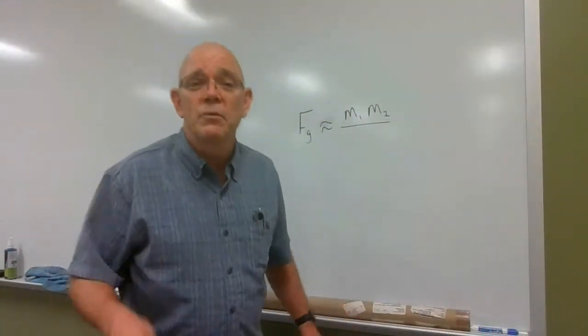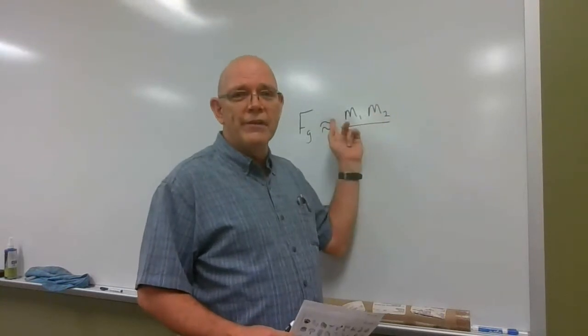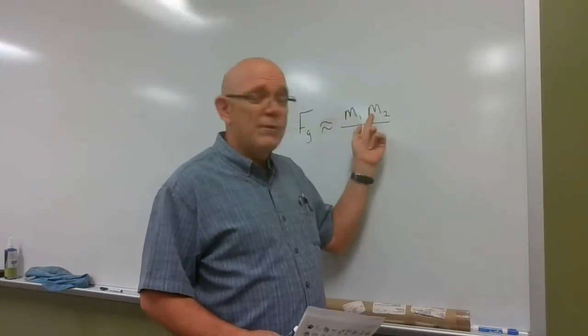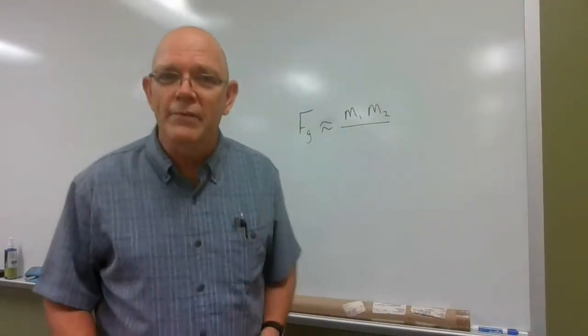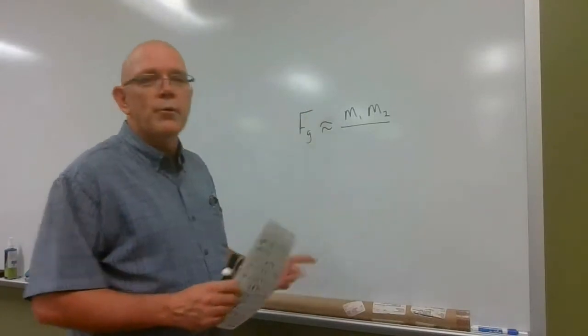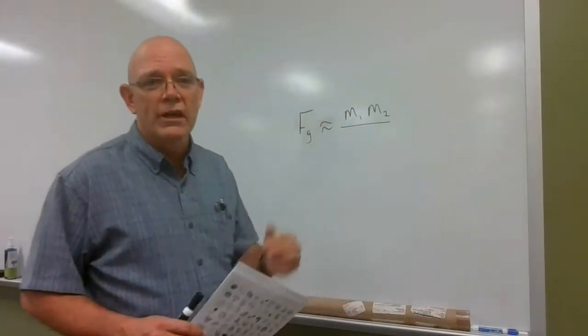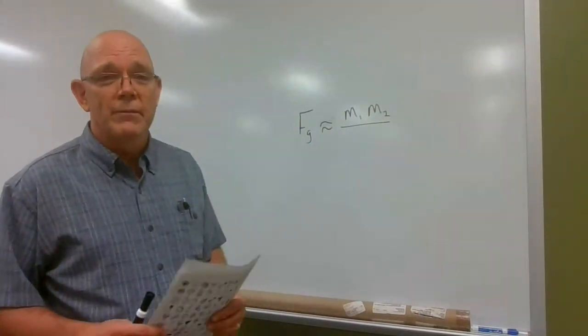If I went to the moon, which is only 1/6 as big, it would have a smaller mass. I would still have the same mass number one. It would have mass number two, 1/6 as much. And so the force of gravity would be 1/6 as much. So basically, he said it's directly proportional to the mass of the two objects. If one or both of them are large, that's going to increase the force of gravity between them.